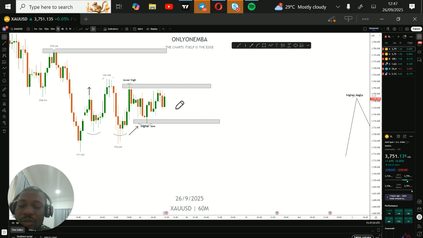We don't know whether buyers will take control or sellers. So don't get yourself trapped inside this range, this particular trap. Don't get yourself involved. All right, sit out and wait.